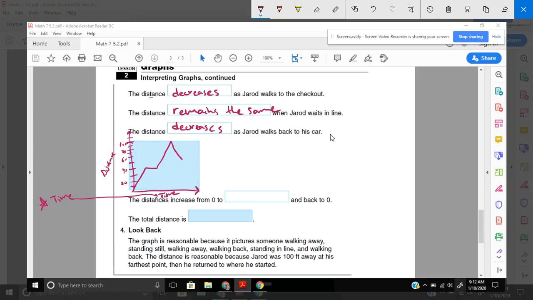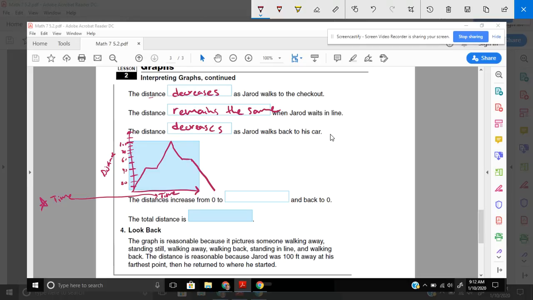Okay. Once again, he's going to wait in line. So time is going to go on, but he's not going to go anywhere. Okay. And lastly, after he pays, he walks back to his car. So time is going to go on, but he's walking back to his car until he gets to that 0 point, which should be back to his car.